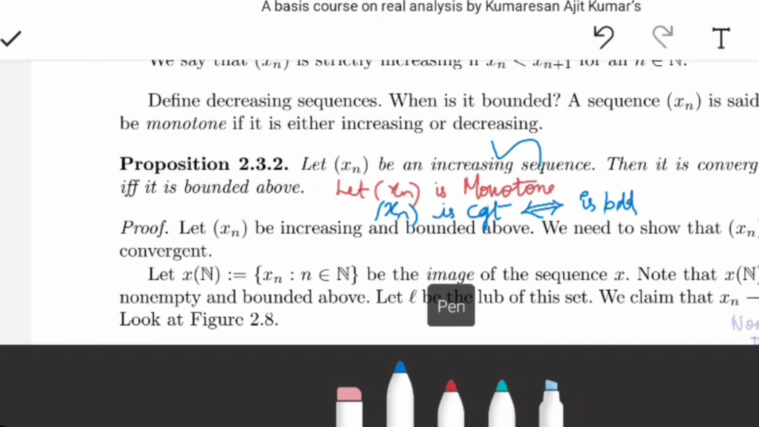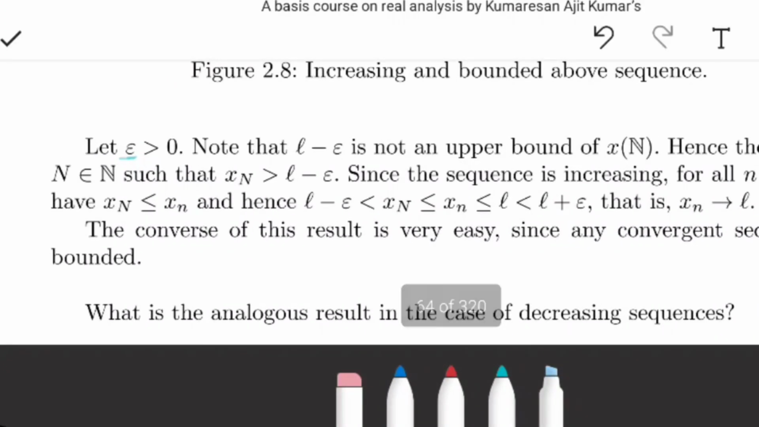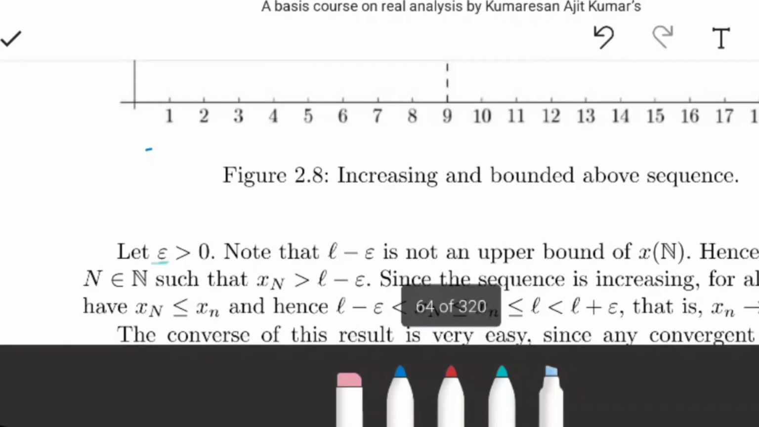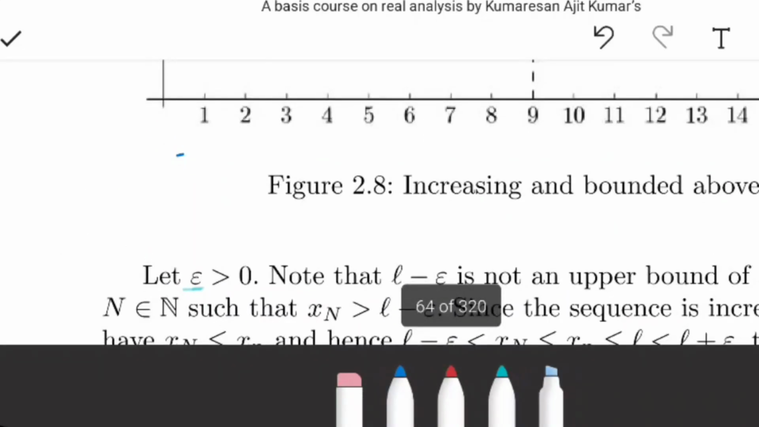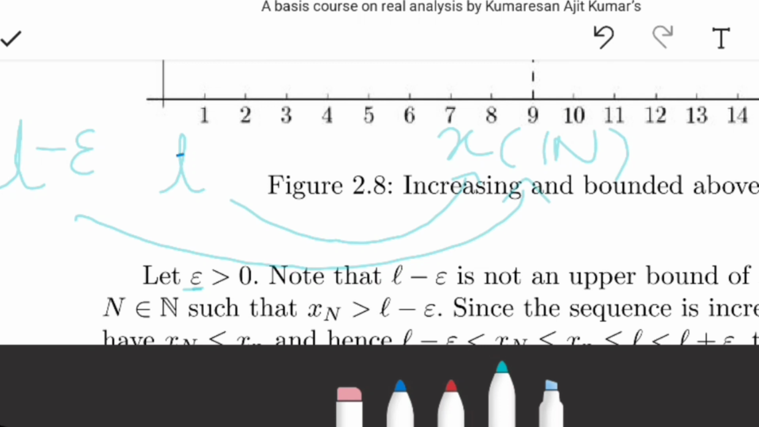In this theorem, we have taken an increasing sequence and it is bounded above. We need to say that it is convergent. For that we are using the epsilon definition for proving convergence. So by the Archimedean theorem proof, we know that L is the least upper bound, so L minus epsilon cannot be an upper bound. The sequence is denoted by Hn. L is the least upper bound for Hn, and L minus epsilon cannot be an upper bound for Hn. Hence L minus epsilon is obviously less than L because epsilon is a positive number.